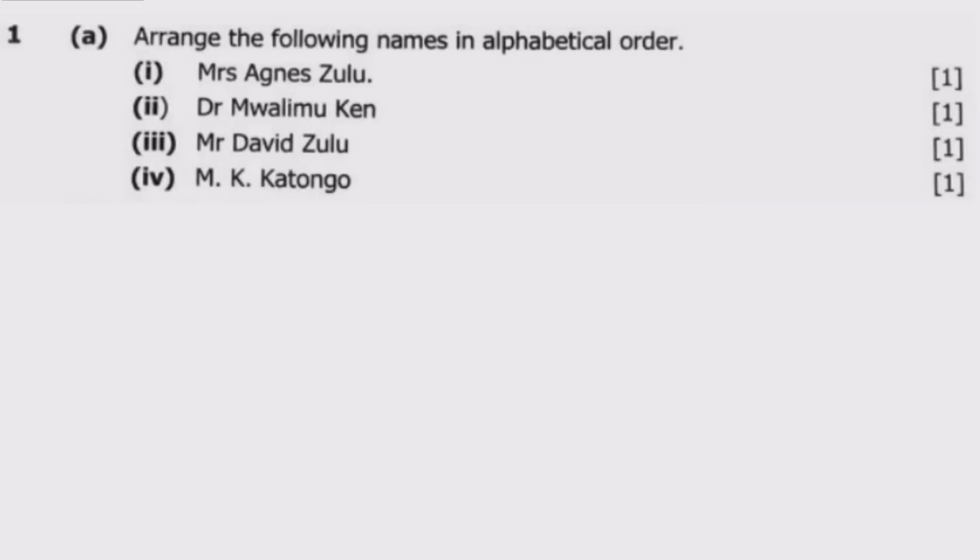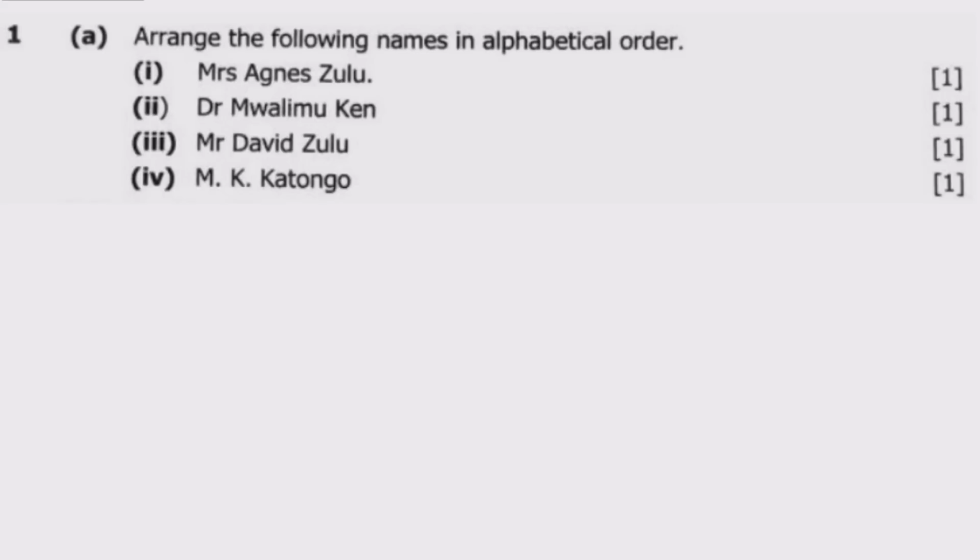Question 1A is as follows. Arrange the following names in alphabetical order. 1. Mrs. Agnes Zulu. 2. Dr. Mwalimu Ken. 3. Mr. David Zulu. 4. M.K. Katongo. Okay, so those are the names we need to arrange in alphabetical order.